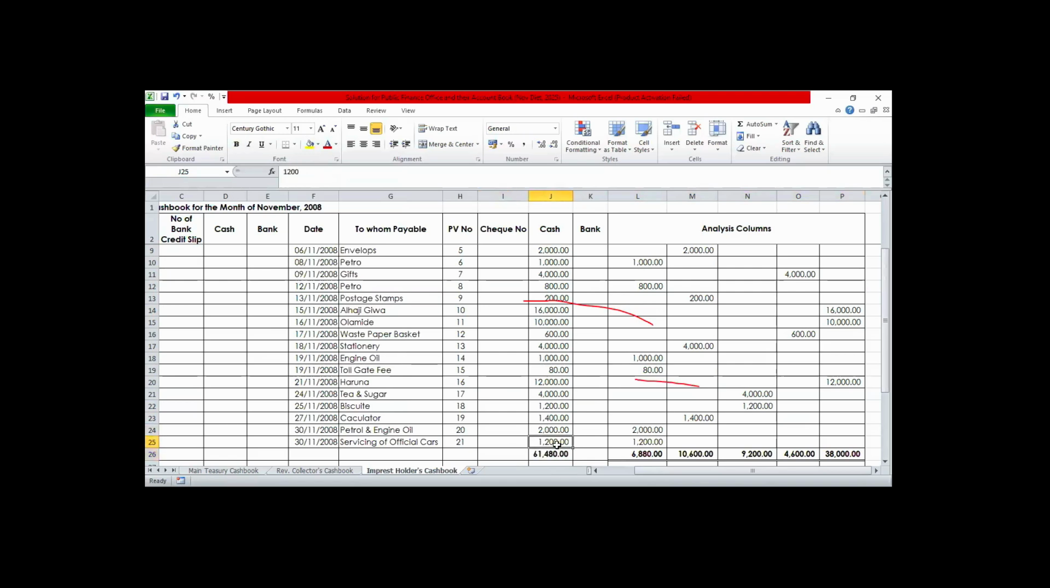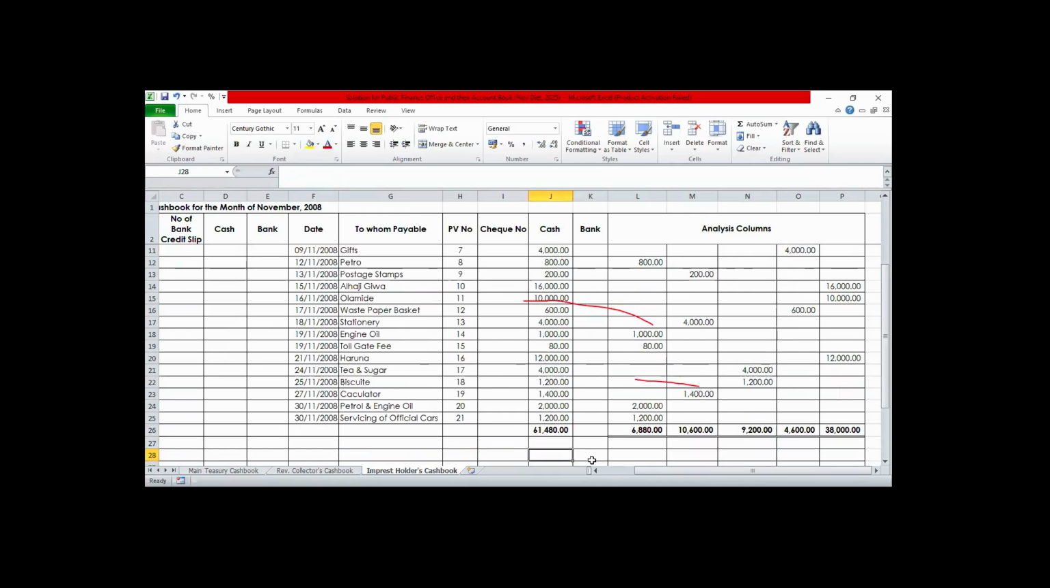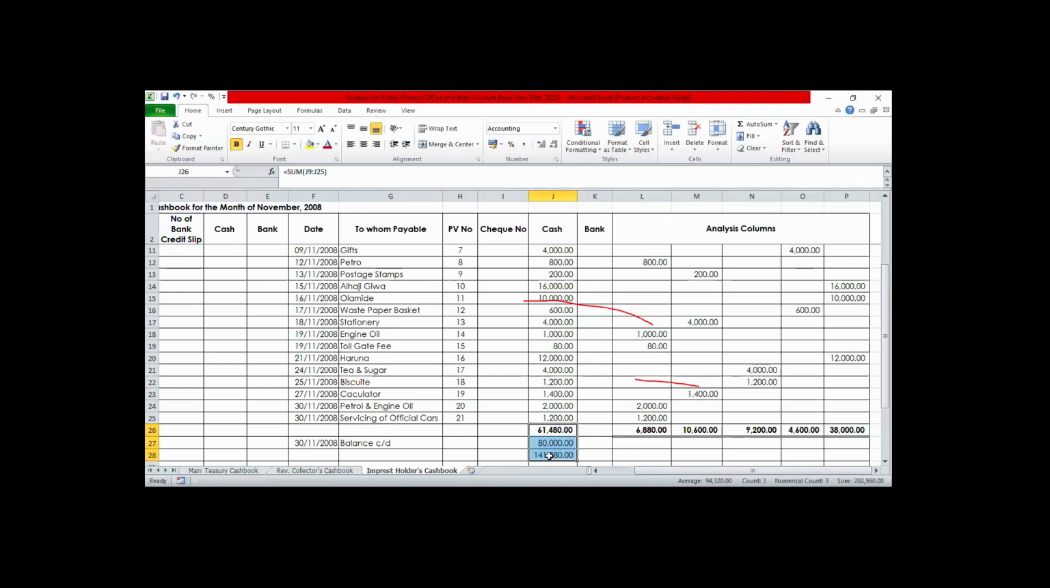Now, from here, we look for the balance carry down as at 30th November 2008. Your opening balance must equal your closing balance under petty cash, not the one you are using in your office, please. Do you understand? Is it clear? Now, when we add it together, we have the total sum of this. We close it here.